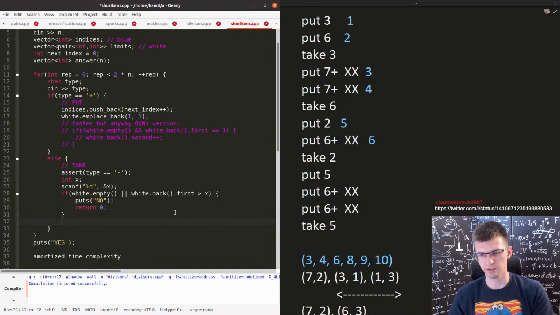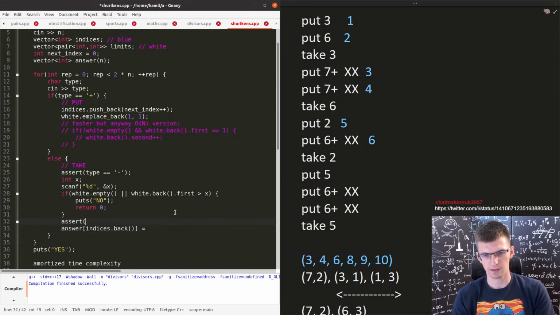But otherwise, we take one element from the last group. I claim that indices cannot get empty here because I checked if white is empty, not white. That was code limits. Neil Wu has the best code. I don't know, I don't remember how he codes. This is the price X.